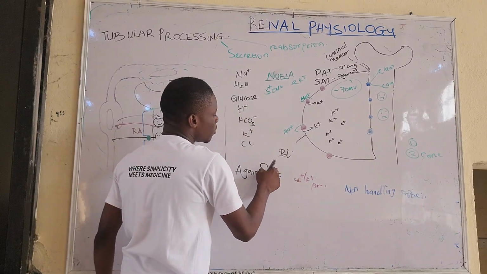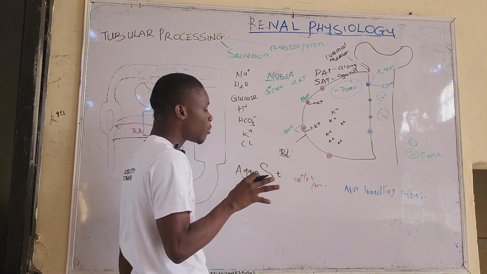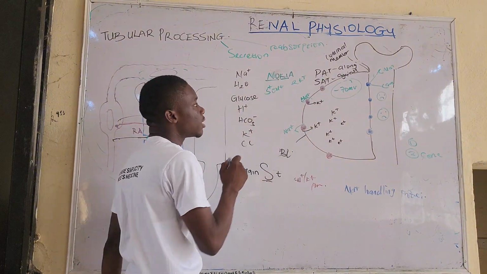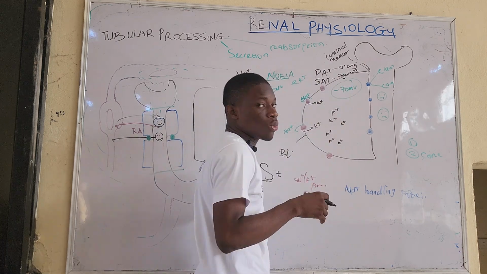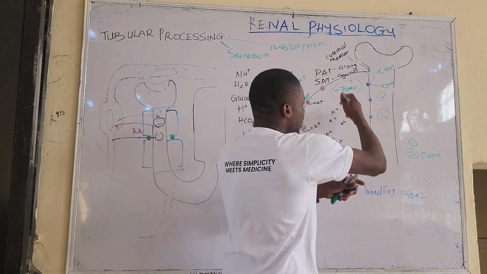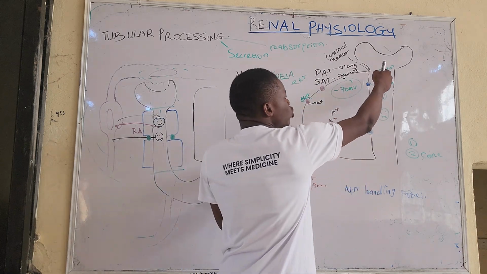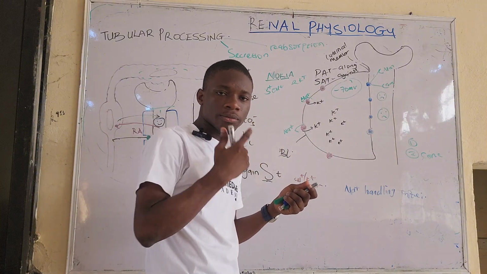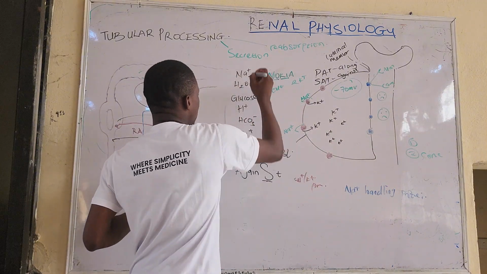Against. So for simplicity, if it is SAT, you are moving against the concentration gradient. If it is PAT, you are moving along the concentration gradient. Is it clear? So that's basically how sodium is absorbed, and also how amino acid is absorbed. So I've explained how sodium is absorbed.